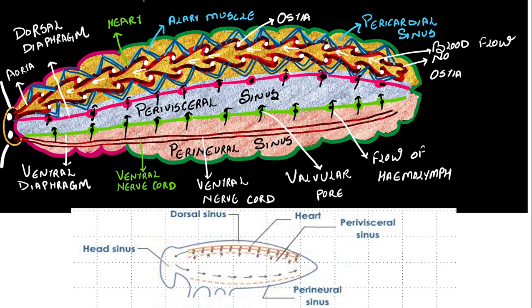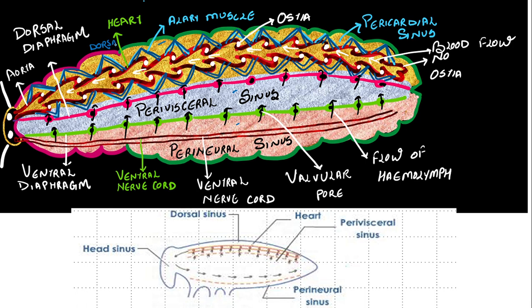See this diagram, you will understand everything. Now see this. This is the body of the cockroach. I have divided it into three parts. You can see yellow color is one sinus, grey color is the second sinus, and the brown color is the third sinus. The first sinus, which is towards the dorsal side, is the dorsal sinus, correct? Okay.